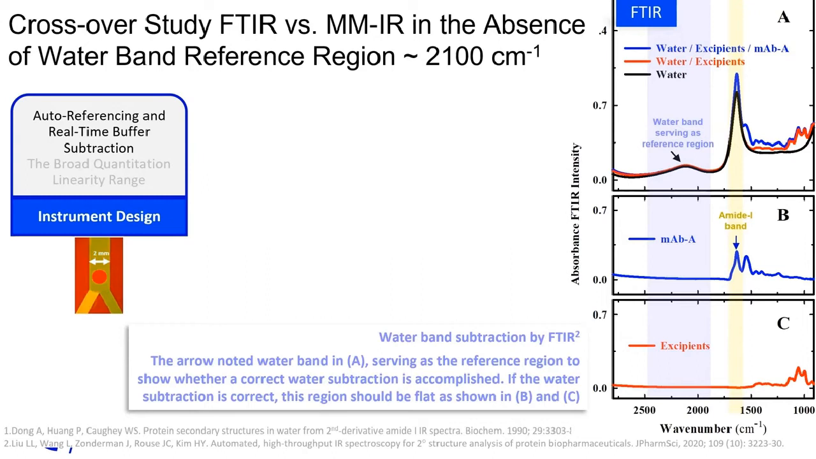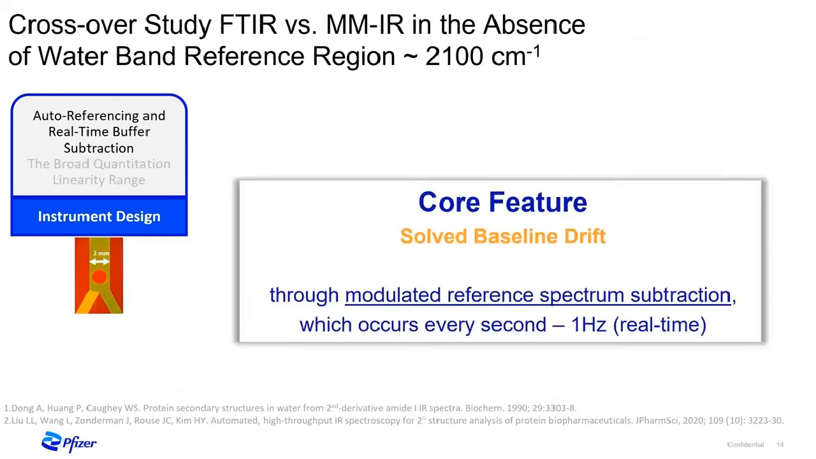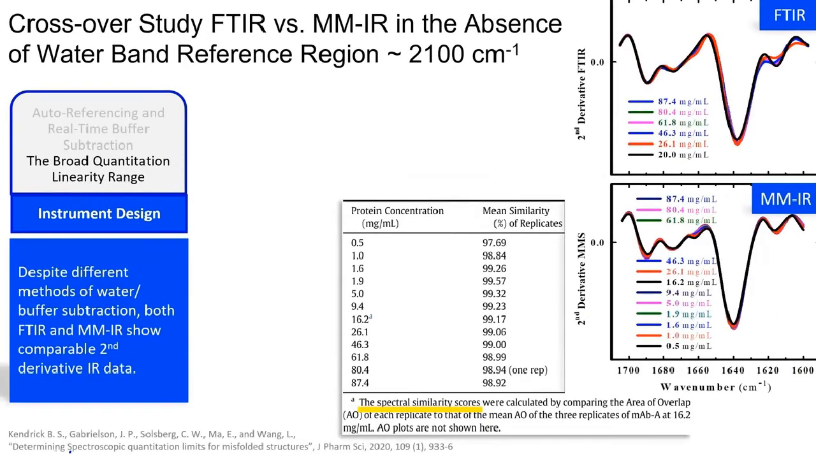And in figure C, for the water subtracted excipient spectrum. Now, given this context, first, we wanted to validate the buffer subtraction method by MMIR, which does not include the use of the water absorbance band around 2100 wave number. So a crossover study was carried out to compare the results.